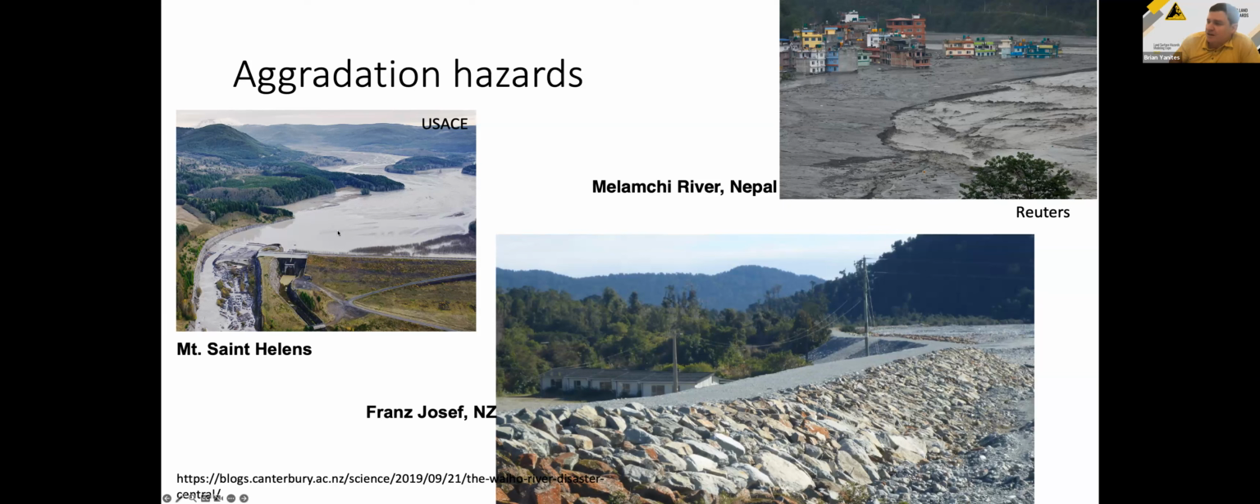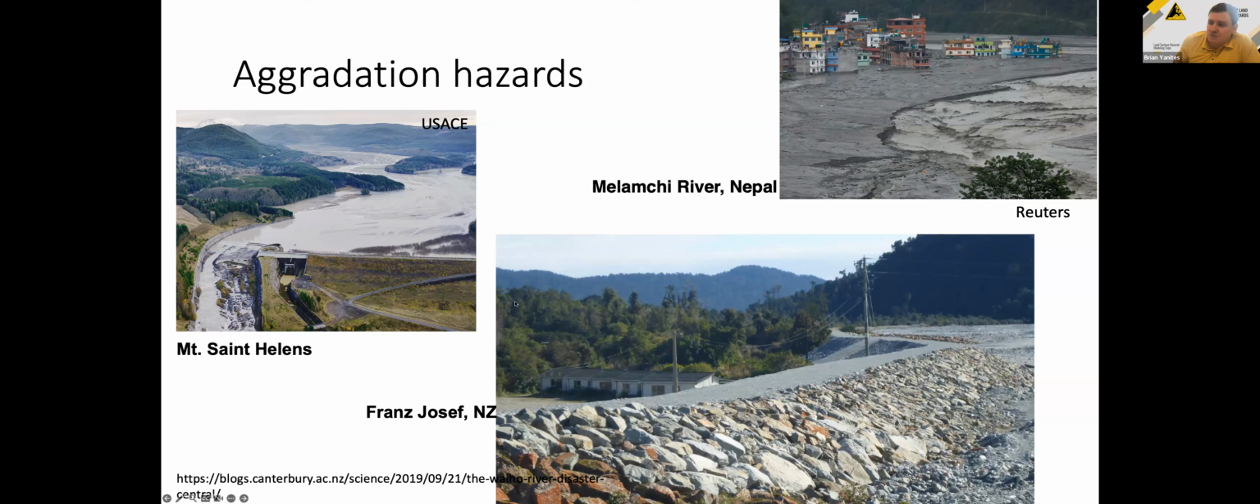And then sort of a great example, Mount St. Helens, and I'll be a little ageist here and say I was 6 months old when Mount St. Helens erupted. And yet the Army Corps of Engineers is still spending about $10 million a year dealing with the sediment that's getting routed through the fluvial systems.